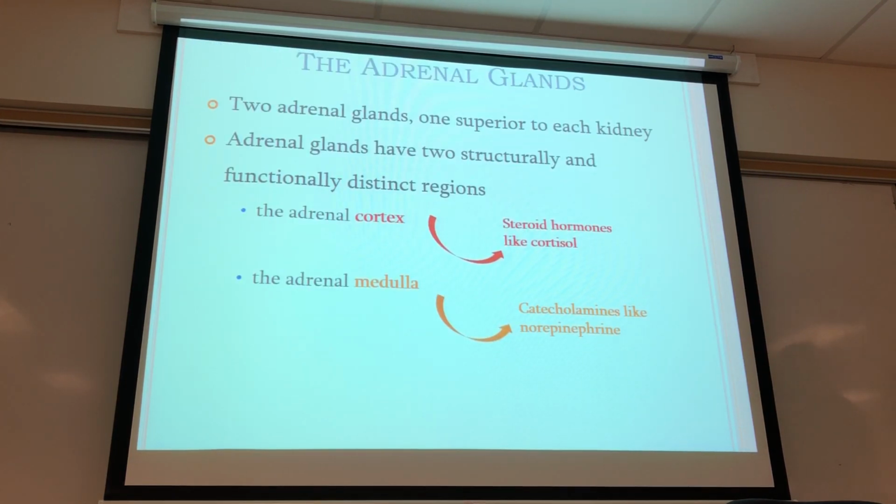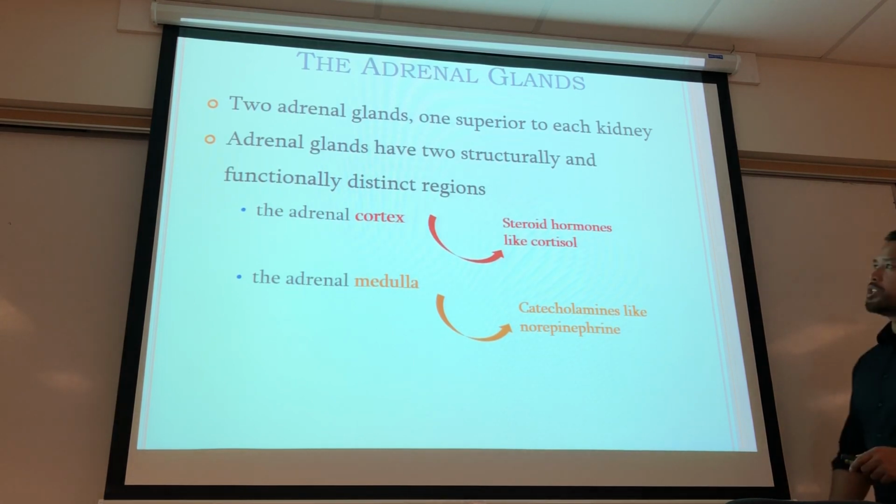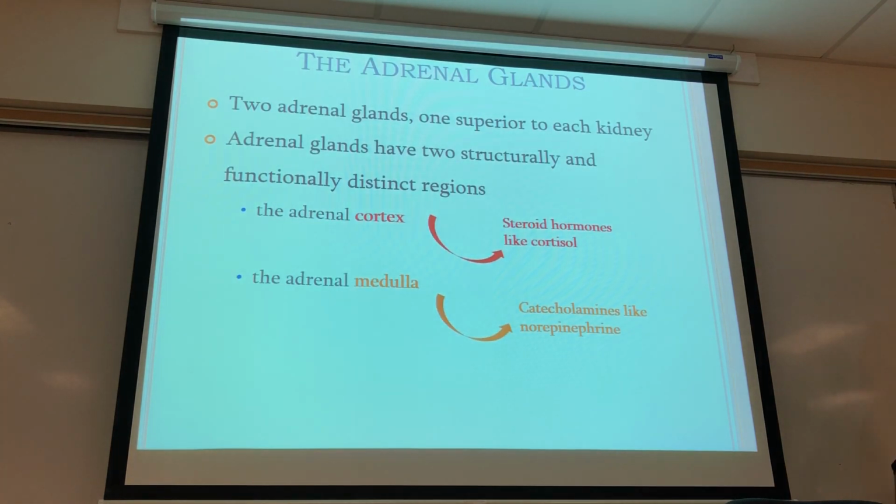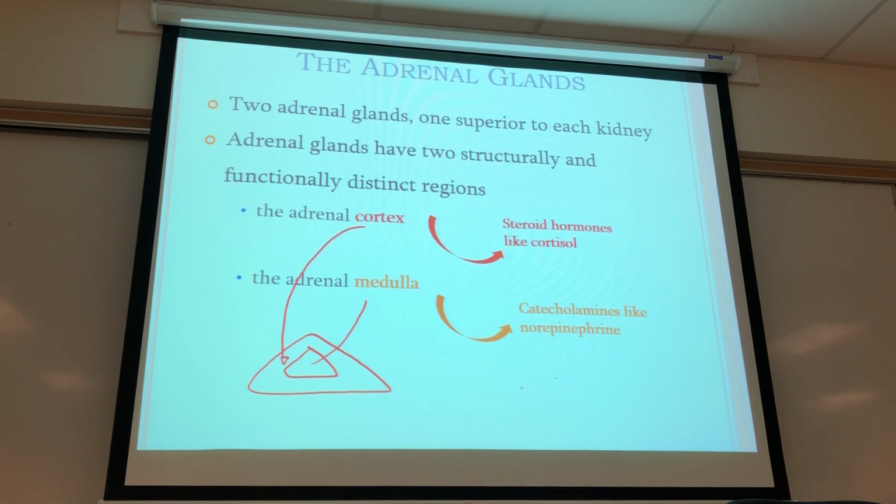So the adrenals. We're going to start to take a look at two different regions: the adrenal cortex and the adrenal medulla. If I were to draw what the adrenals look like, we have an area on the inside called the medulla, and the cortex will be the outer layer. Cortex being like the cerebral cortex, the outer layer. Medulla being like the medulla oblongata, which is inside.